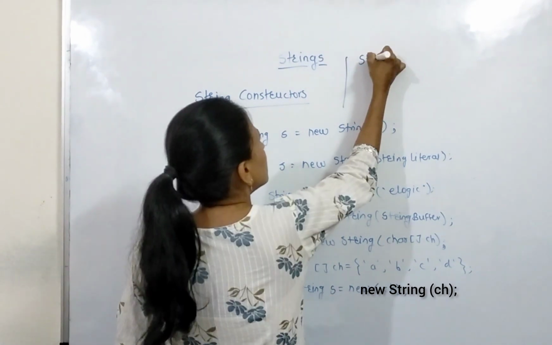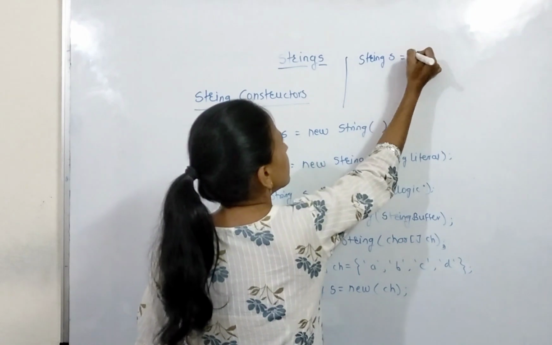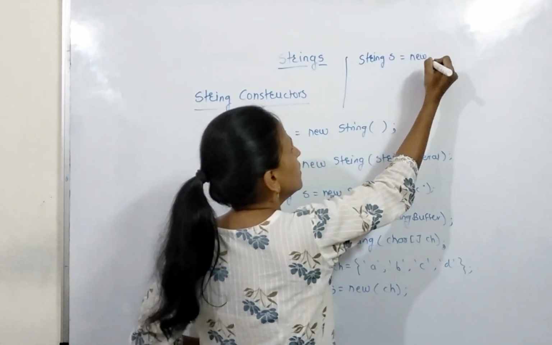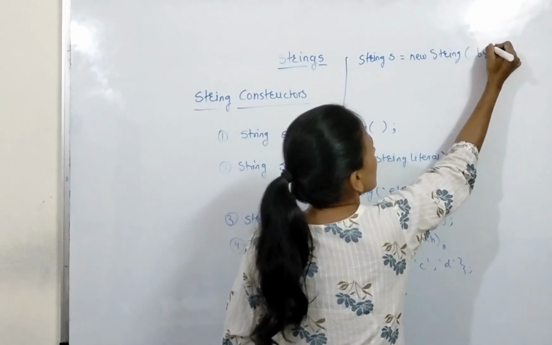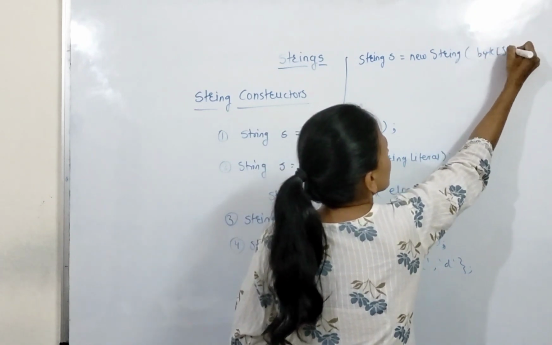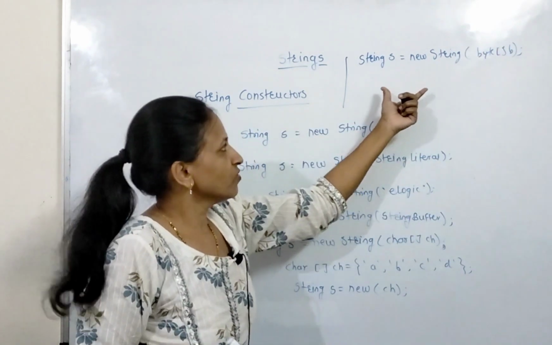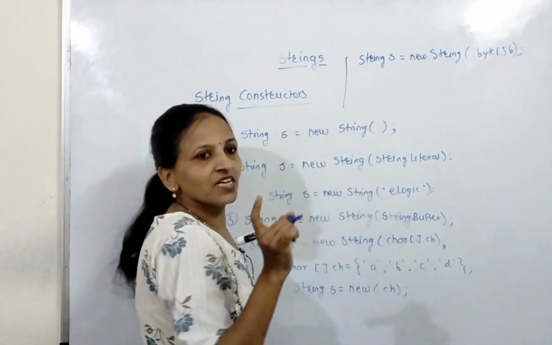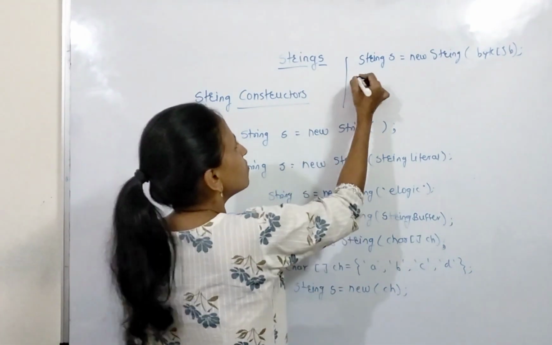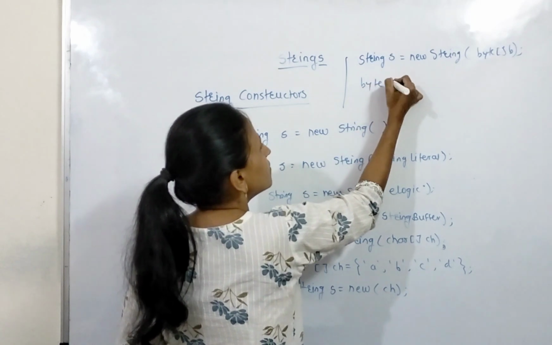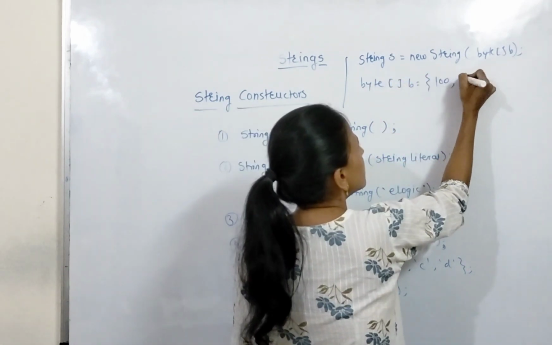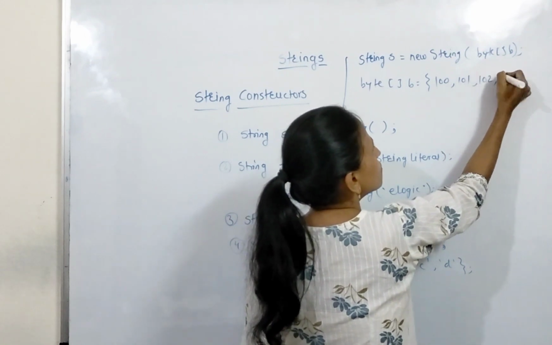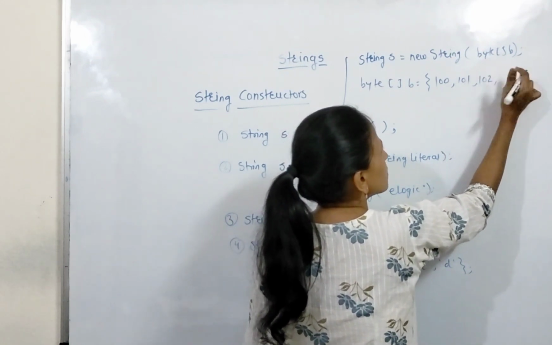Getting? String s equal to new String, and here we can pass any byte array. Byte square brackets, let the byte array name be b. Now how to use this? We first have to declare one byte array. Let's say I have declared a byte array like this: byte b equals to 100, 101, 102, 103 suppose.